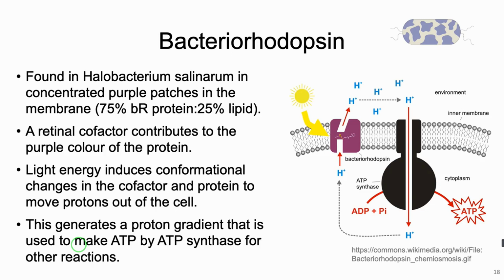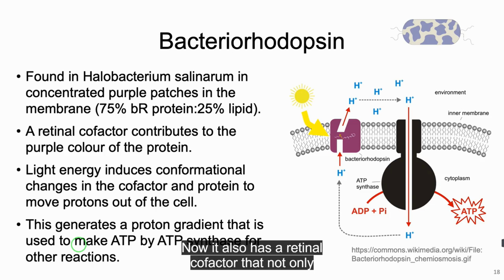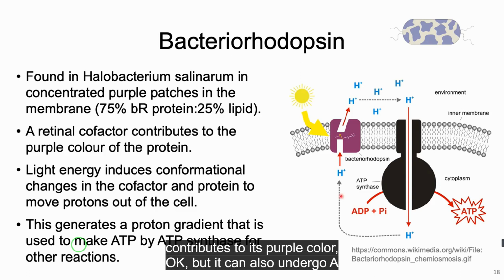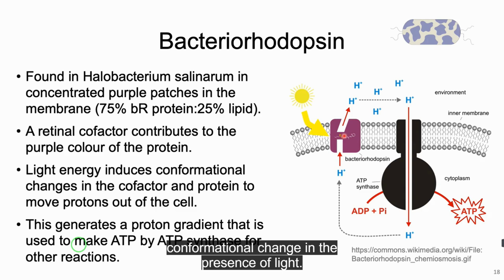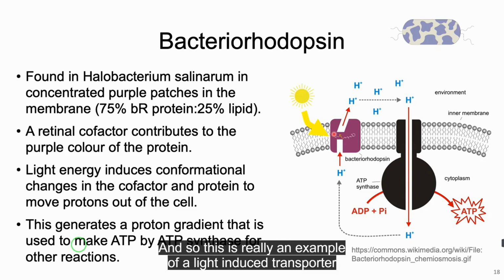transmembrane helices. Now, it also has a retinol cofactor that not only contributes to its purple color, okay, but it can also undergo a conformational change in the presence of light. Okay? And so this is really an example of a light-induced transporter that actually helps with the transport of protons across a membrane. And in this case, it's going up the concentration gradient. Bacteria are going to use this proton gradient to then generate ATP.